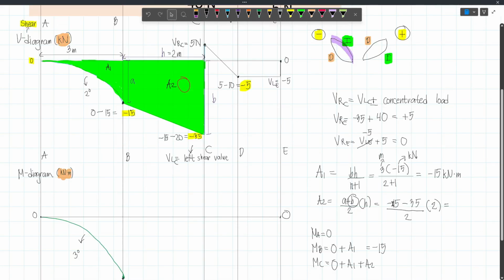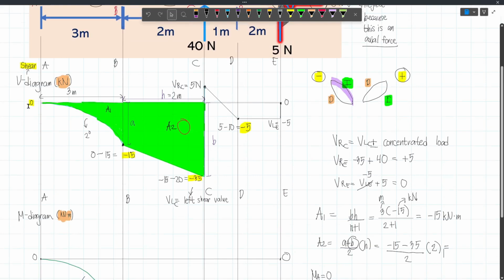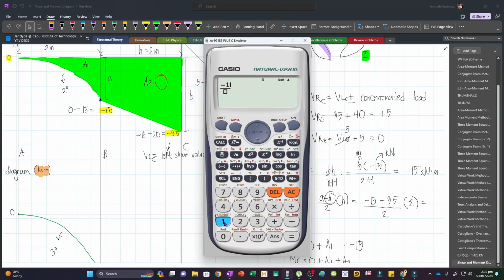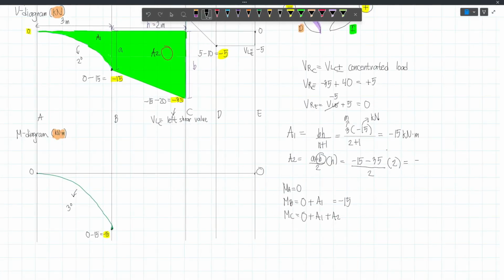Now, instead of using negative values, you can just use the absolute value. However, you have to take note that if it's under the 0 line, it will be negative, and if it's above the 0 line, it will be positive. That will be your consideration if you will just consider the absolute value. And so typing this one in our calculators, we have negative 15 minus 35 divided by 2 and then times 2. That will give us negative 50. And so this is negative 50, and then the unit is kNm.